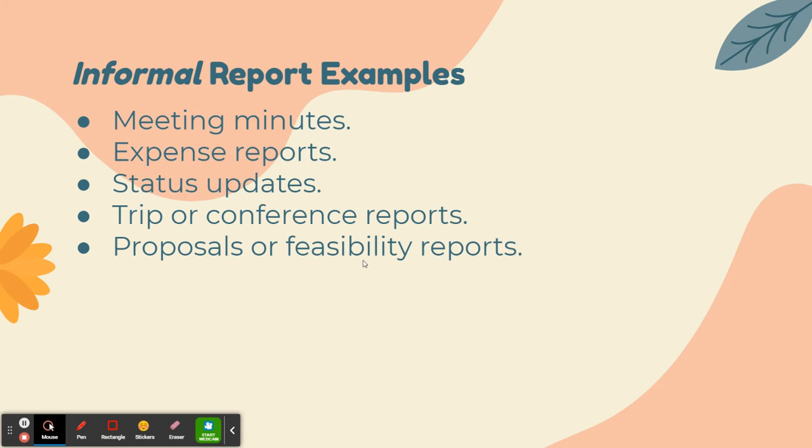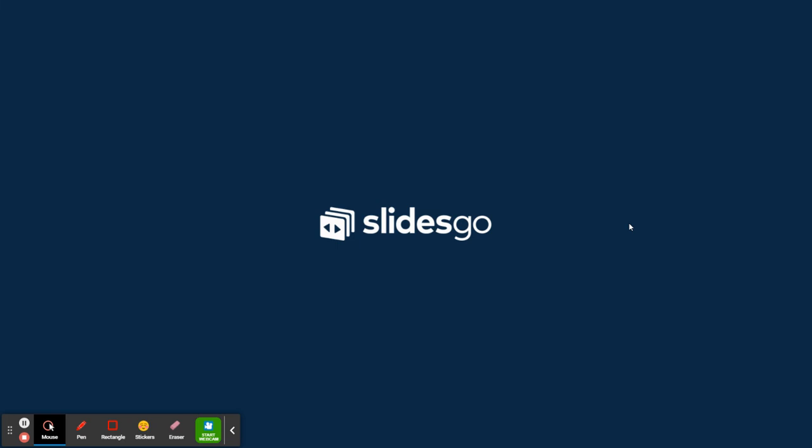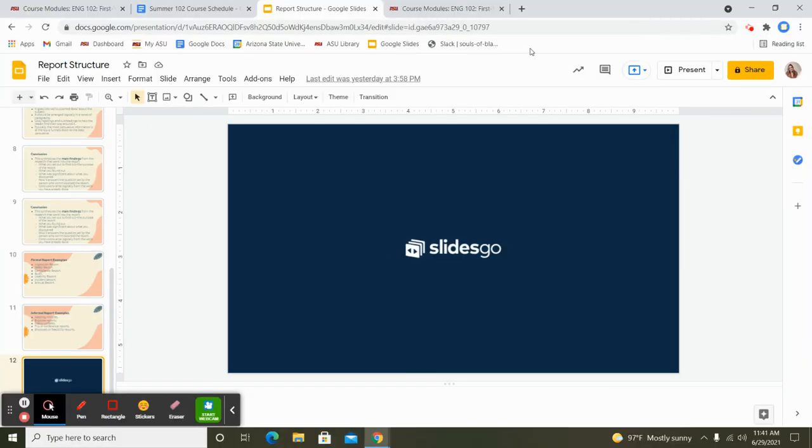Technically, your stakeholder analysis is a feasibility report because you will be proposing later. Informal reports include meeting minutes, expense reports, status updates, trip or conference reports, proposals, or feasibility reports. These purposes are more informal in that they have a higher level of persuasive quality to them. Okay, so that's all for the proposal structure.